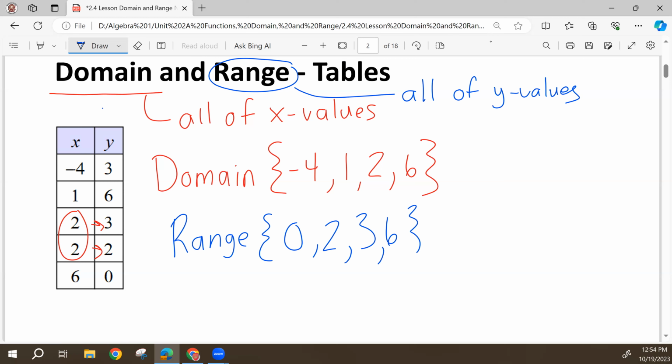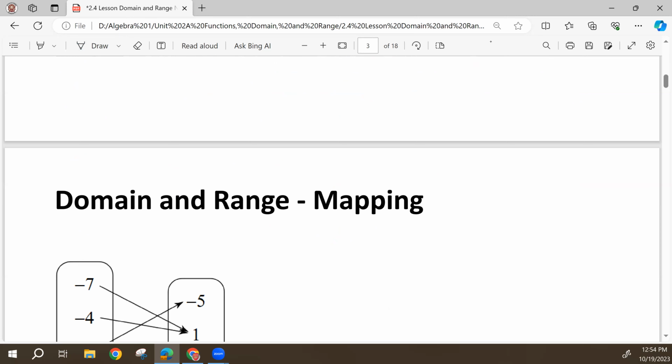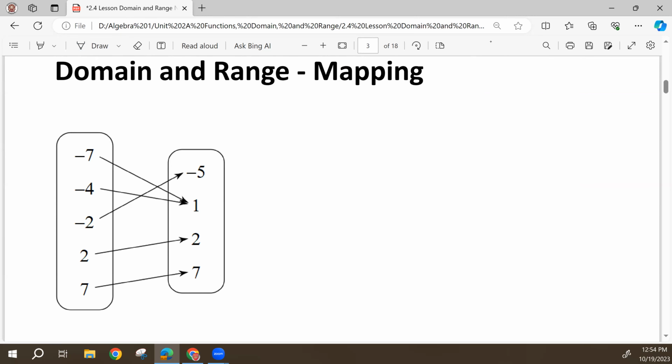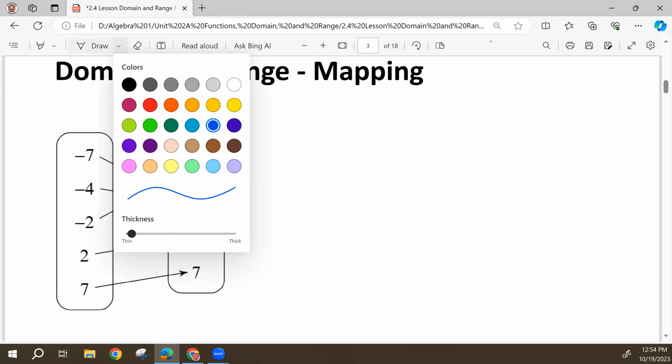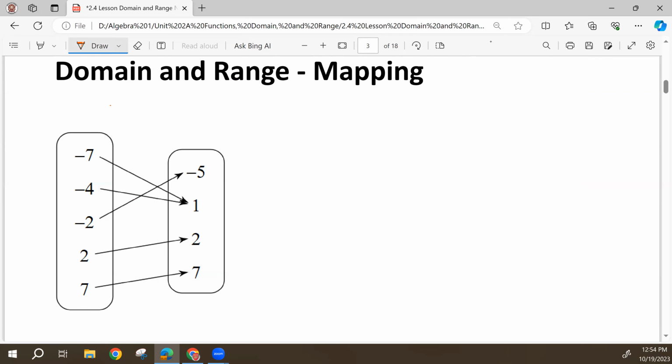That's the domain. And a list of all the possible y values. That's the range. And so anytime we want to know the domain and range of a relation or a function, no matter which way we represent that relation or function, so we use a table, or in this case, a mapping, or if we have just a set of points or coordinates, or if we have a graph, we're just writing down the list of all the possible x values that's contained in that relation or function.